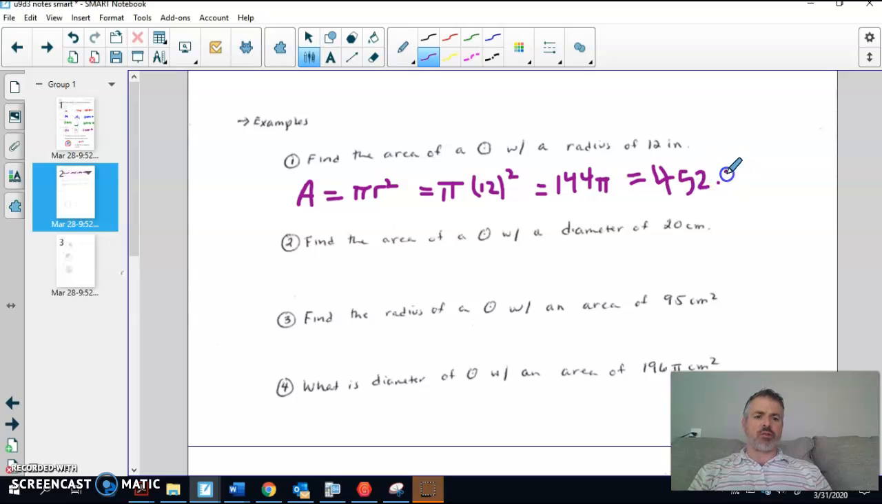And again, that's square units. If I round that to the nearest tenth. So down here, number 2, find the area of a circle with a diameter of 20 centimeters. So again, I would use the same formula, pi r squared.